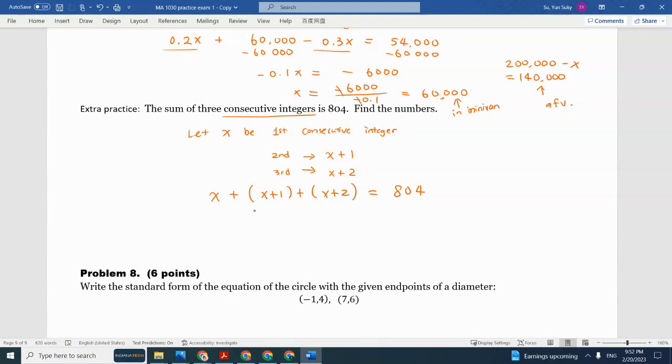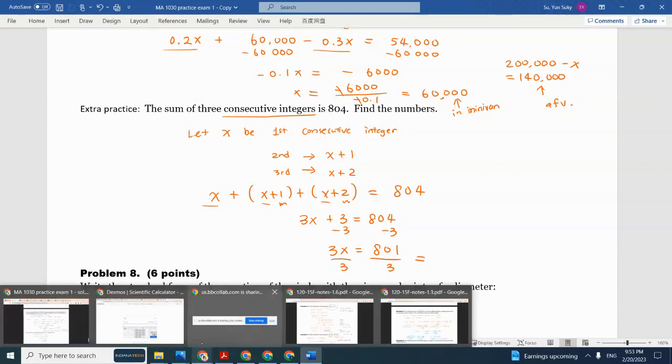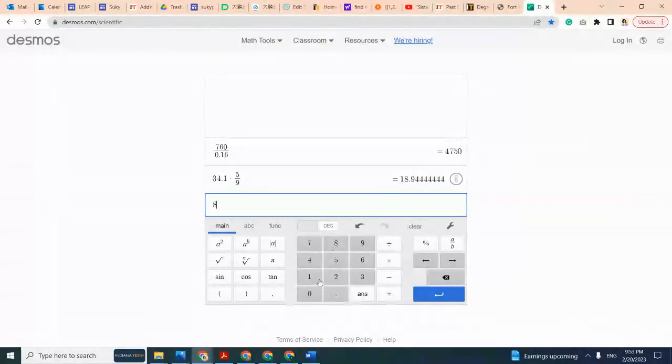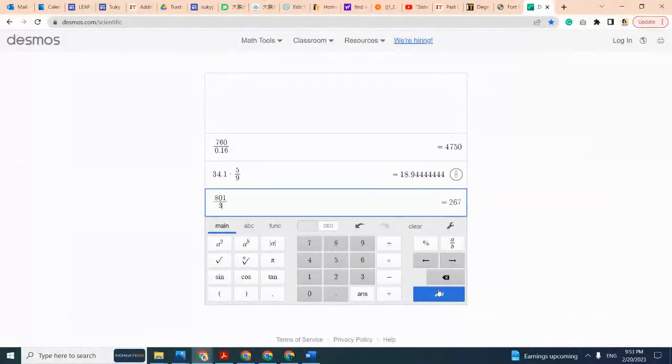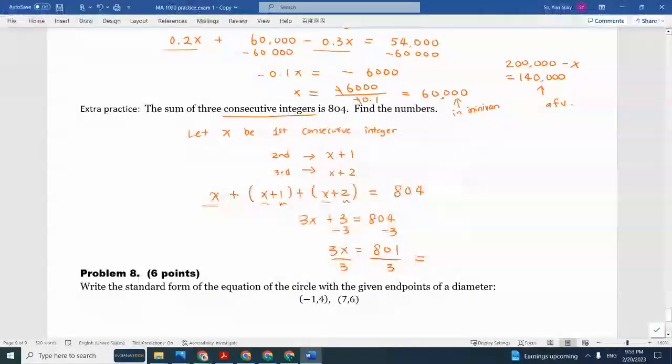Well, combine the like terms, x, 3x. Combine the constants, 1 plus 2 is 3. Subtract 3 on both sides. 3x is 801. Both sides divided by 3. Calculator, where are you? 801 divided by 3, 267.